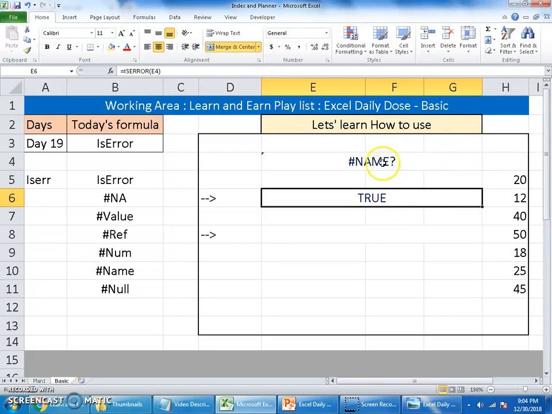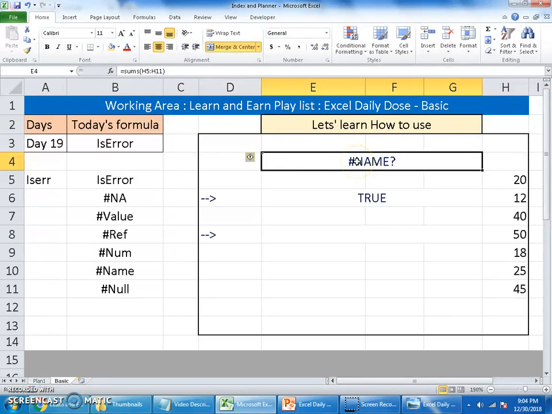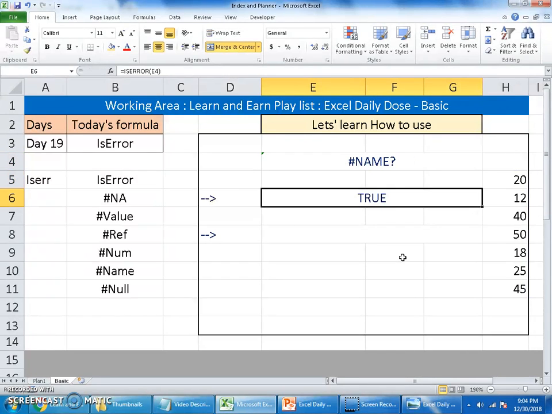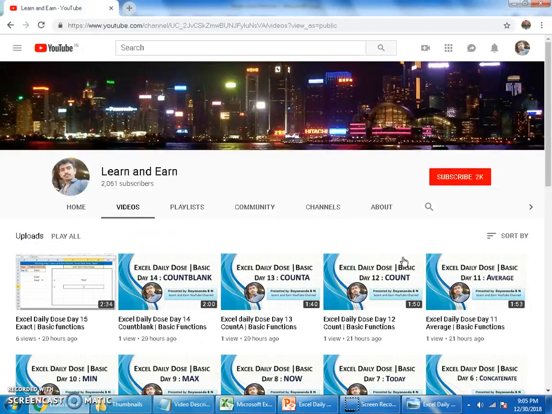For now, let us go back and see what was the error causing this #NAME. The formula I had used was SUM. Okay, there we go. We see SUM is spelled incorrectly. It's a typo. It is written as SUMS, not SUM. That is why it is pointing to an error, and ISERROR evaluates that there is an error.